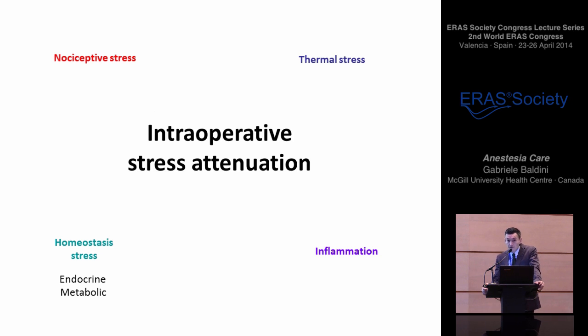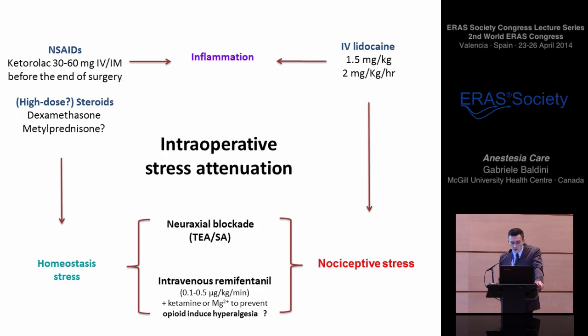So intraoperatively, we again have a lot of interventions to attenuate stress, and when we talk about stress, we mention thermal stress, control of normothermia, nociceptive stress, metabolic stress, and inflammation. What can we use? We know that, for example, anti-inflammatories can be started either before or during the surgery. There's some data on high dose steroids, mainly coming from the orthopedic literature, that can reduce inflammation. Intravenous lidocaine is a very strong anti-inflammatory agent, easy and cheap to use.